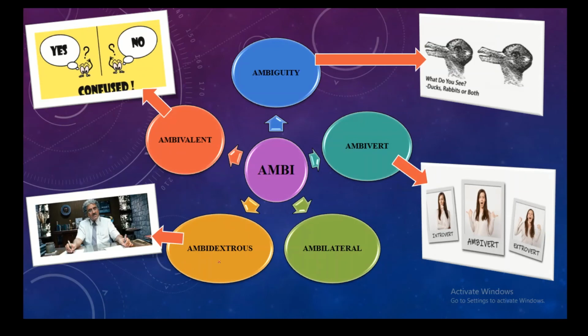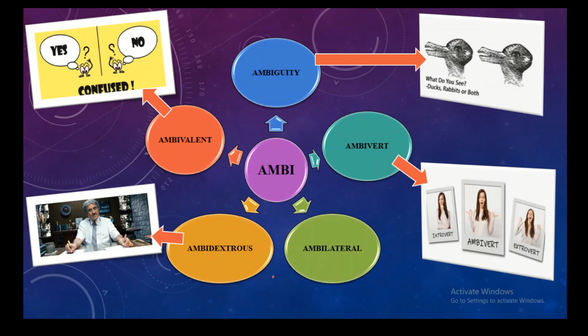Ambidextrous. Ambidextrous meaning able to use the right and left hands equally well. That is the meaning of ambidextrous. Here see that same person is using both the left hand and right hand with equal ease. He is using, isn't it? So this is the example of ambidextrous.